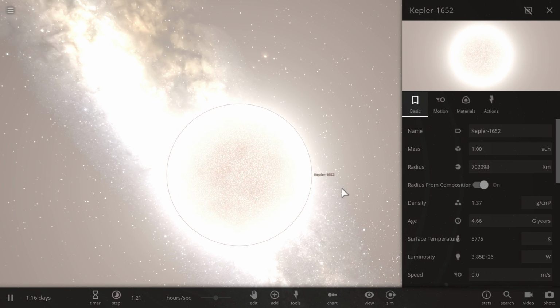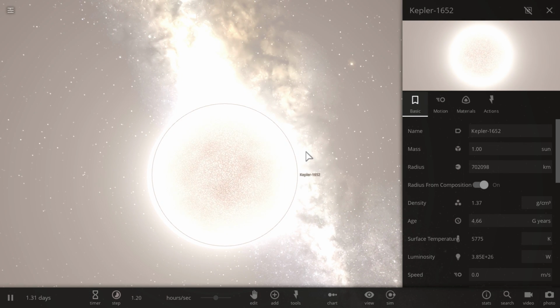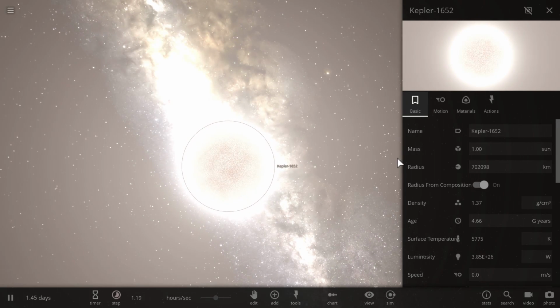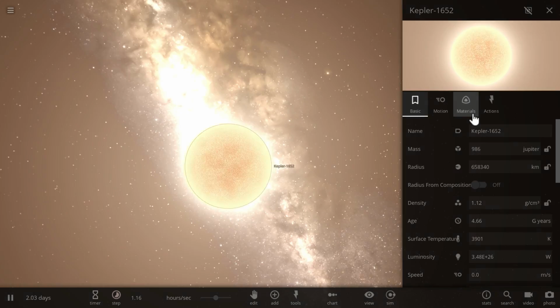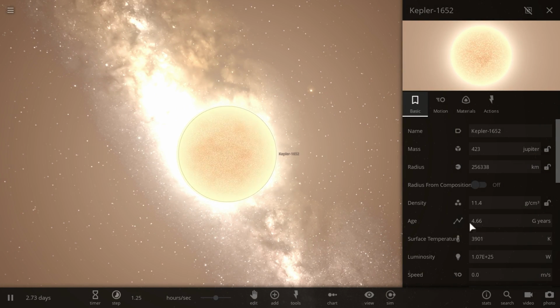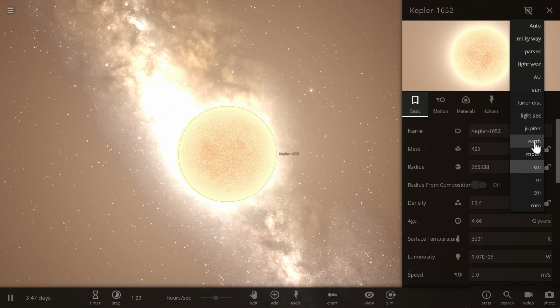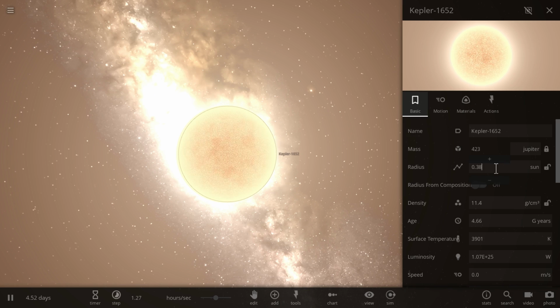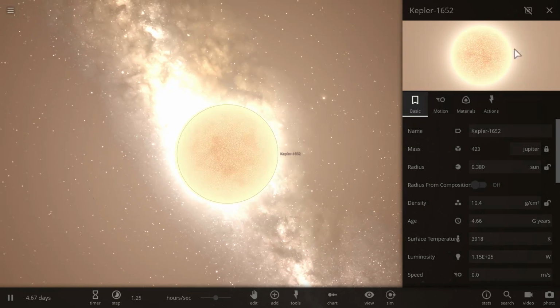And let's start by creating the actual star first. This is Kepler 1652. It's actually about half the size and the mass of our own sun, so it's technically a red dwarf, and we're going to do this right now by changing the mass and creating the star that looks more like Kepler 1652. The temperature here is about 36 to 39 hundred degrees Kelvin. The mass is about 423 Jupiters or 0.4 masses of Sun, and the radius is also a little bit smaller, about half the size of our Sun, or actually a little bit closer to about 38% of our own Sun.